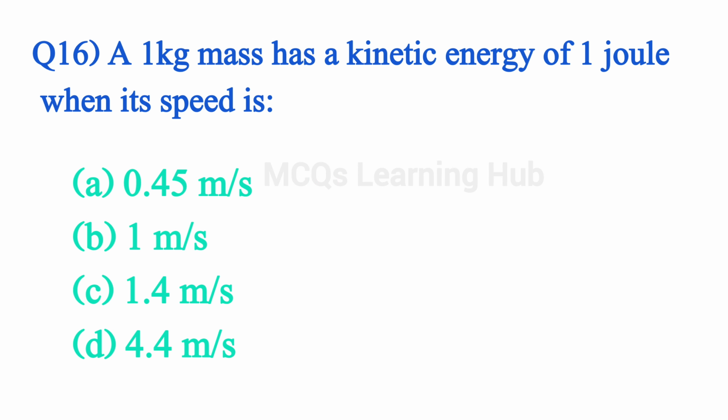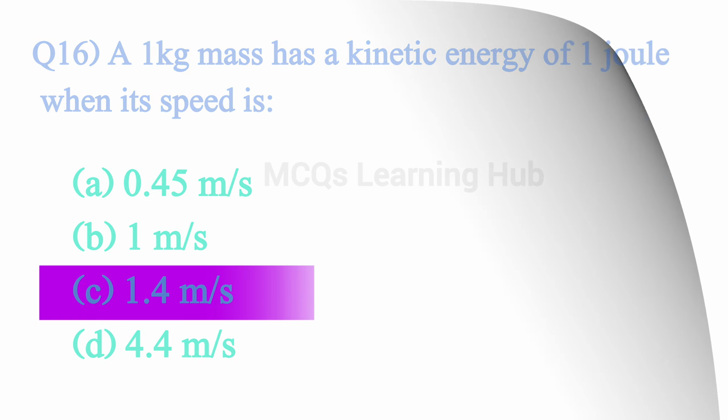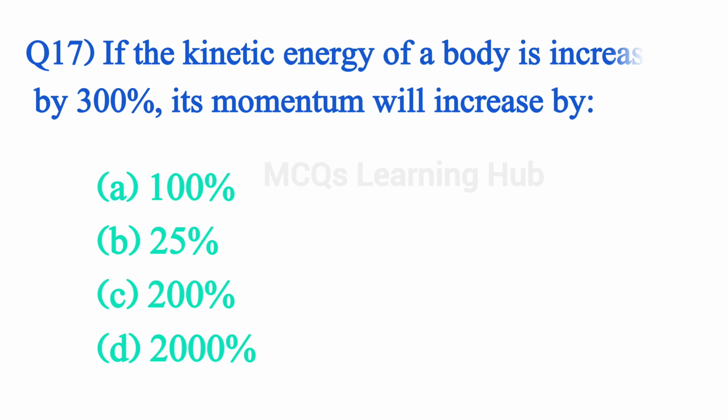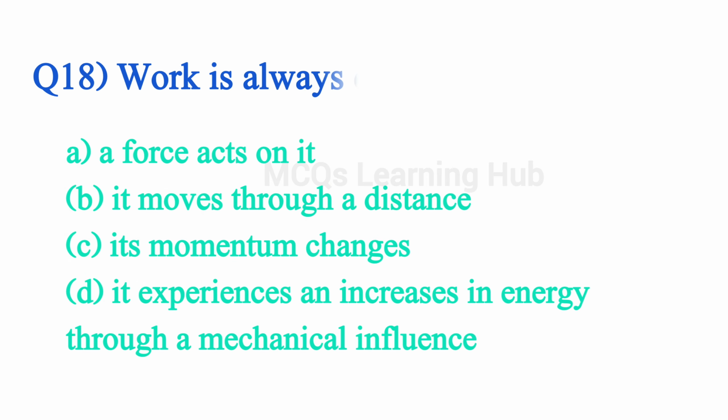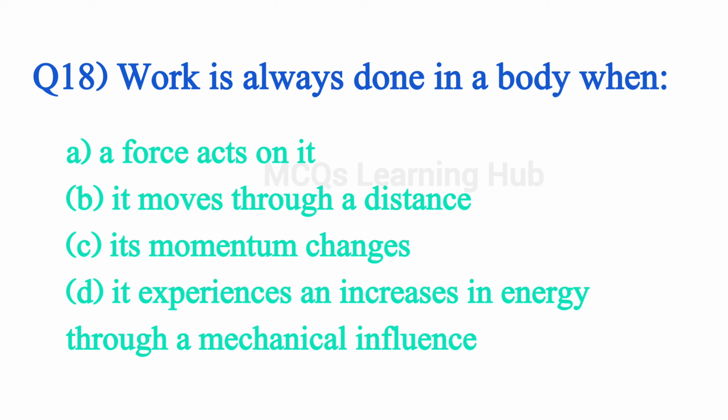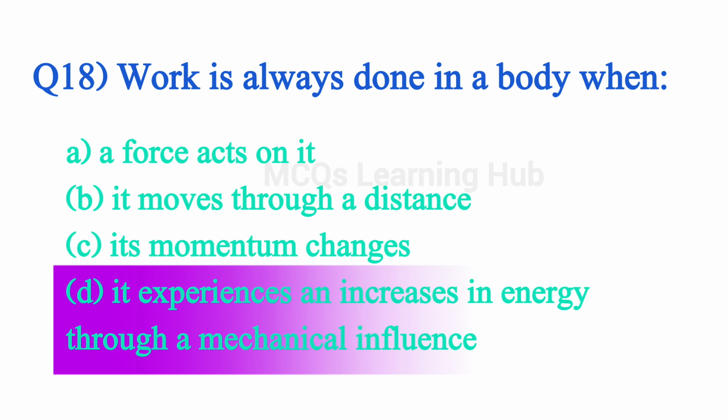A 1 kilogram mass has a kinetic energy of 1 joule when its speed is. Option C is correct. If the kinetic energy of a body is increased by 300%, its momentum will increase by. Option A is correct. Work is always done in a body when. Option D is correct.